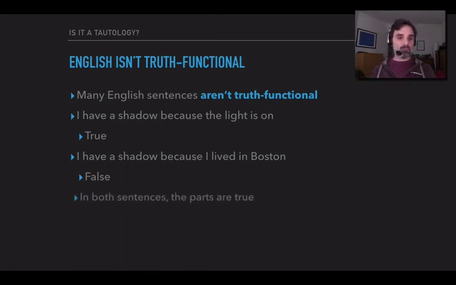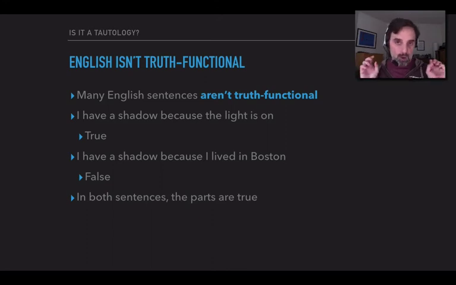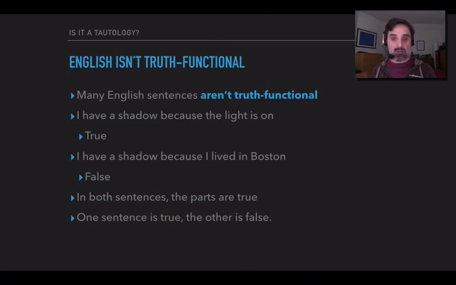So note that in both sentences, the parts are true: I have a shadow, the light is on, I lived in Boston. They're all true. So in both of the "because" sentences, all the parts are true, but the "because" sentences have different truth values. One is true, the other is false. So for a "because" sentence, it's not enough to know whether the parts are true or false. You have to know how the parts are related, beyond knowing whether or not they're true or false. In the logical language, that's not true. You don't need to know about how the parts are related. All you need to know is whether the parts are true or false. And that's what we mean by saying it's truth functional.